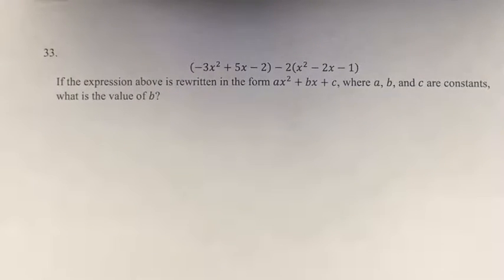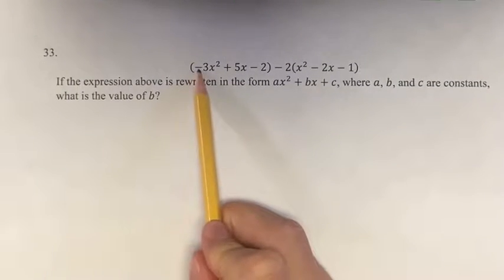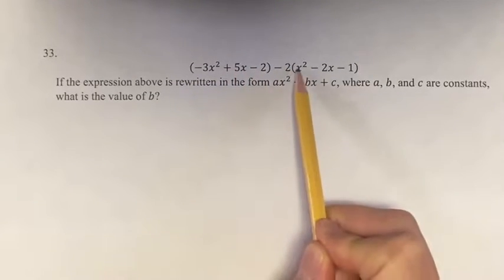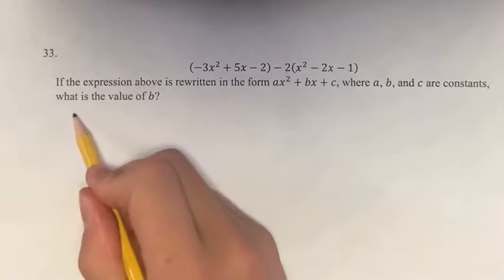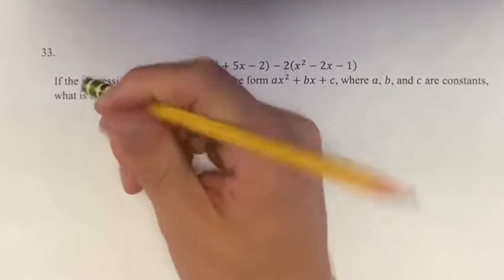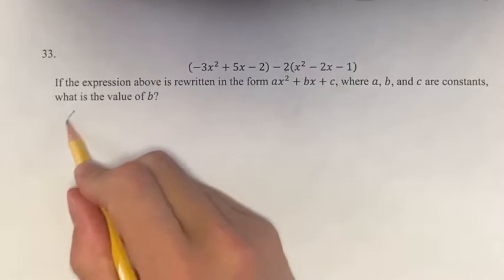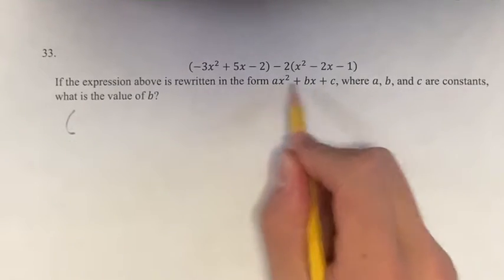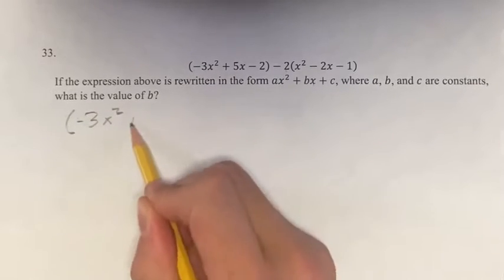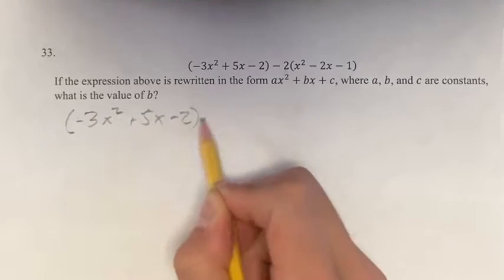In this problem, we have the expression negative 3x squared plus 5x minus 2 minus 2 times (x squared minus 2x minus 1). So writing this out right here, what we want to do is get it into a simplified form where we have an x squared term, an x term, and a constant. We're going to do that by adding like terms.